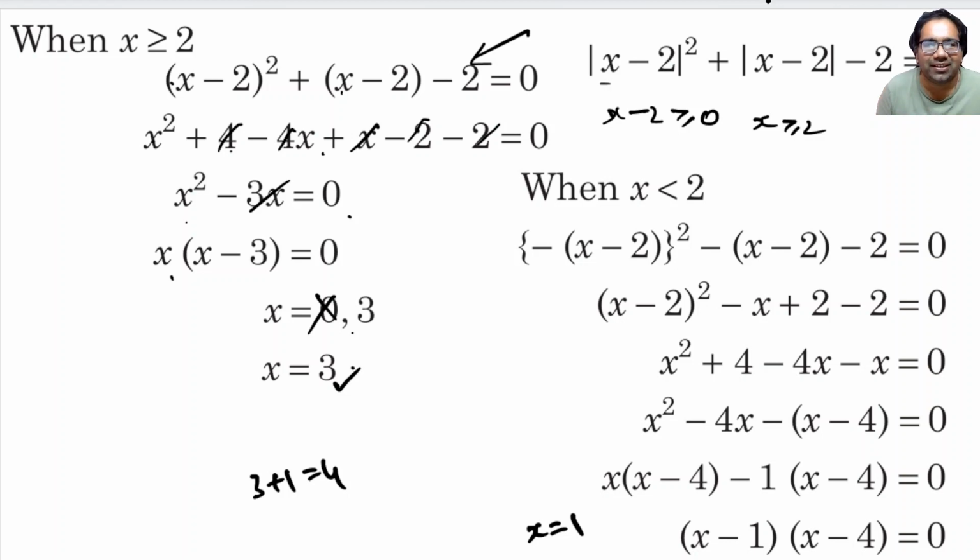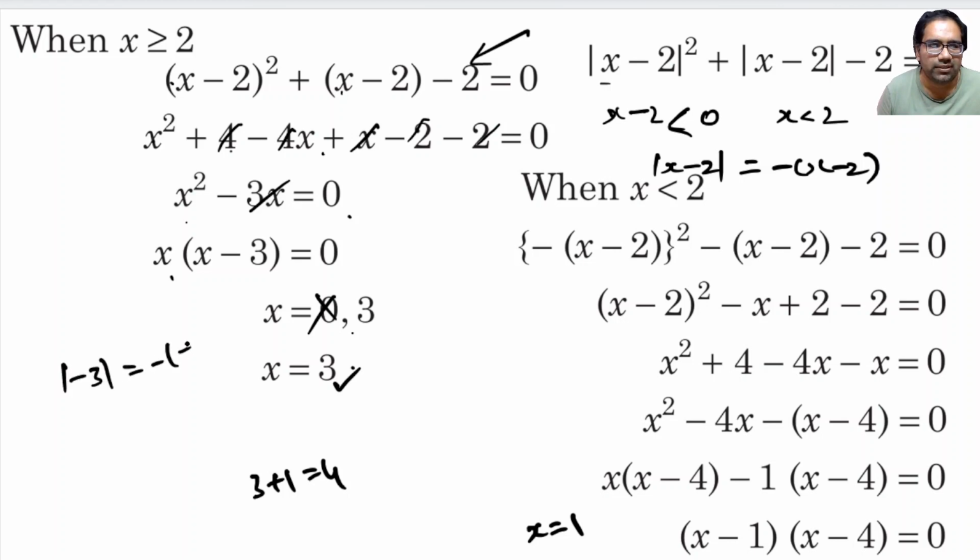Now, in the case where x minus 2 is less than 0, what does that mean? x is less than 2. In this case, absolute value of x minus 2 will be equal to minus of x minus 2. For example, absolute value of minus 3 is minus of minus 3. This is x, then minus x is minus of minus 3. So absolute value of x minus 2 is minus of x minus 2. Let's put minus of x minus 2 here.